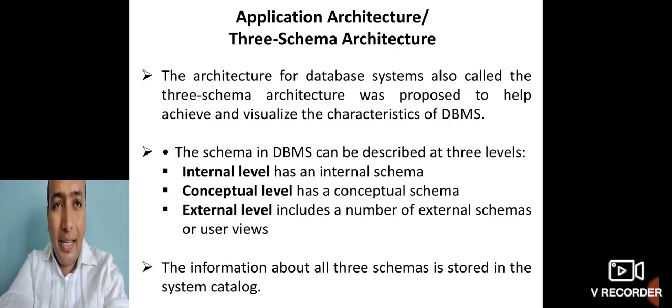Now if I take the entire application architecture, the entire schema is divided into three different levels. The entire architecture of our database system has been proposed to achieve and visualize all the characteristics which a database management system has to have. For achieving all those things, the architecture has been visualized as a three-level schema architecture. The first one is called the internal level, the second one is the conceptual level, and the third one is called the external level. Remember all these three names.